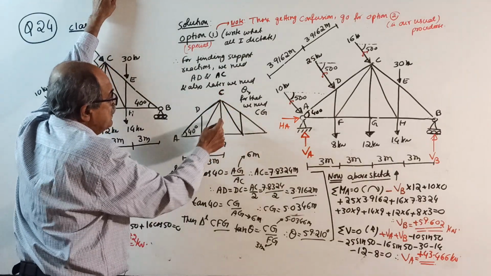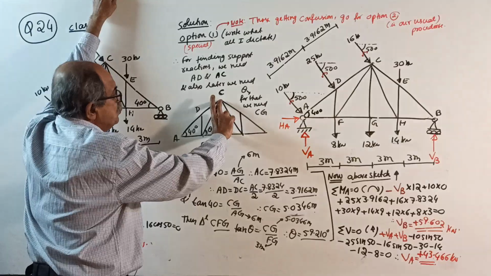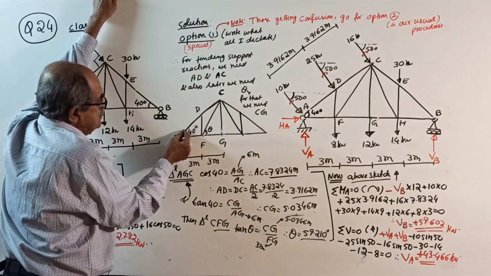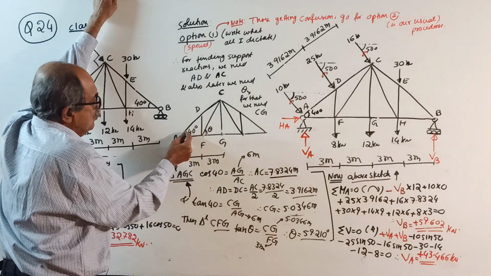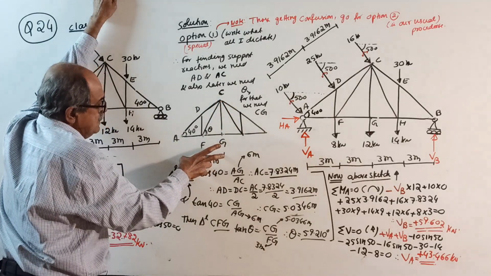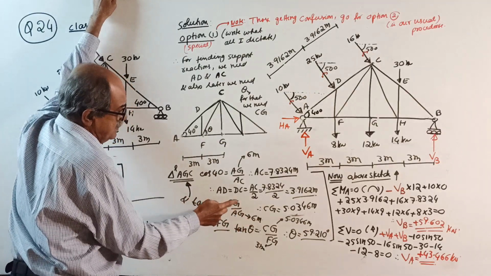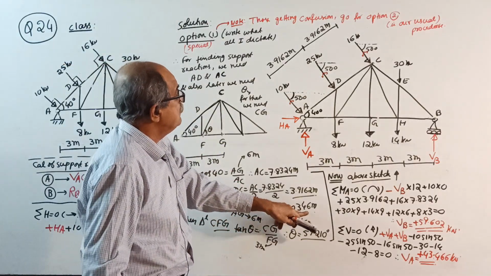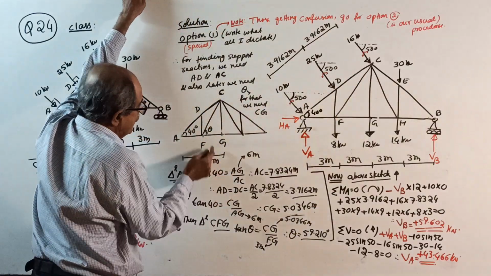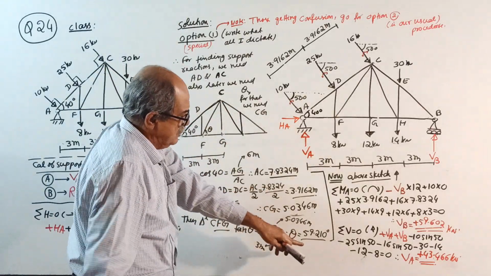See, tan theta equals CG by FG. FG is known. To get CG, use the same triangle AGC, and instead of cos 40, go for tan 40. Tan 40 equals CG divided by AG. AG is 6 meter, so CG will come as 6 into tan 40, which is 5.0346 meter. This height will come. Then tan theta equals CG divided by FG, and you get the value of theta.